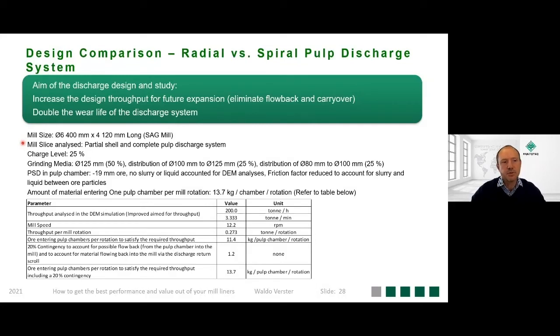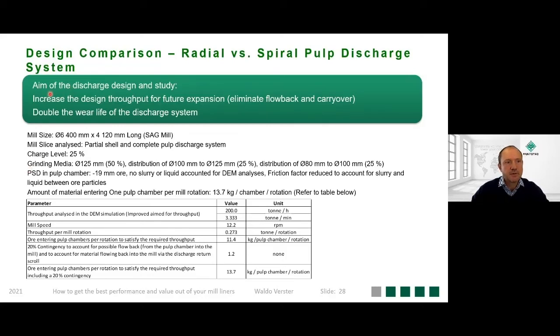In the DEM simulation, we've used a partial shell model, and we've modeled the complete discharge system. Charge level 25%. We've accounted for a PSD, particle size distribution, inside the mill by simulating different grinding media sizes. And then, important to note, we didn't simulate the actual flow of material from the mill into the pulp chambers. We calculated the amount of material that needs to go into the pulp chamber.